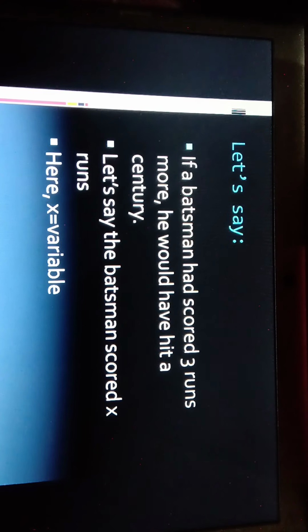Let's take some more examples. Let us say if a batsman had scored 3 runs more, he would have hit a century. Let's see how we are dealing with this situation. Suppose the batsman scored X runs. Now, here comes in the concept of a variable. Here X is a variable.